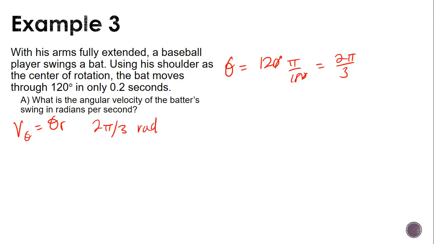So we have our radians and we have our seconds. How many seconds do we have? 0.2 seconds. Okay. So I just got to simplify that, right? 2 pi thirds divided by 0.2 is going to give me my radians per second. And what is that? I'm checking. 10.47. Does that sound right? Sounds right. Good job. So 10.47 radians per second.